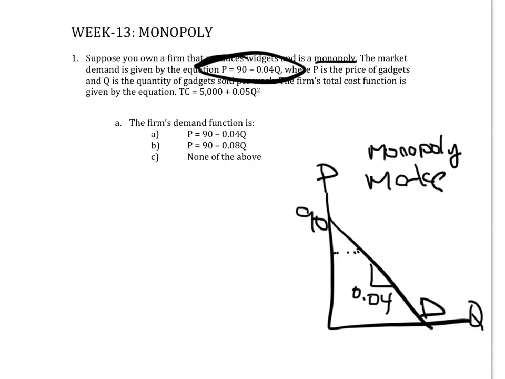Now, there's also a given total cost function. We're going to use that in a second to derive the marginal cost curve for the monopoly, and there are also some fixed costs. But the answer to this question, what is the firm demand curve, is that it's not a straight line, it's the downward sloping demand curve. So this is the answer for that.